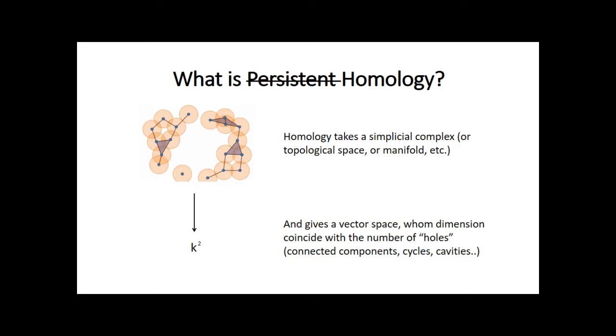Okay, so in this case, we are assigning to the simplicial complex a two-dimensional vector space. Why? Because there are two cycles there. Okay, is it clear? Okay, so how does this relate with persistence and the concept of barcode?